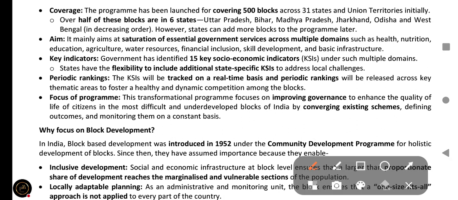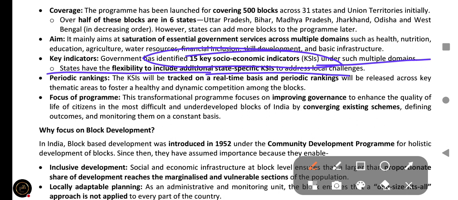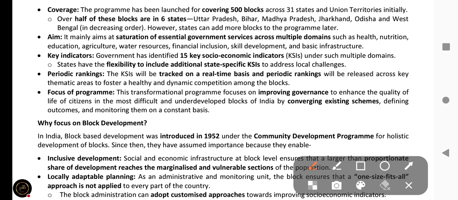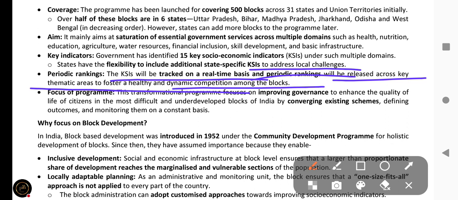And what are the key indicators of this block program? Government has identified 15 key socio-economic indicators under such multiple domains. States have the flexibility to include additional state-specific key socio-economic indicators to address local challenges. Periodic rankings. The key socio-economic indicators will be tracked on a real-time basis, and periodic rankings will be released across key thematic areas to foster a healthy and dynamic competition among the blocks.